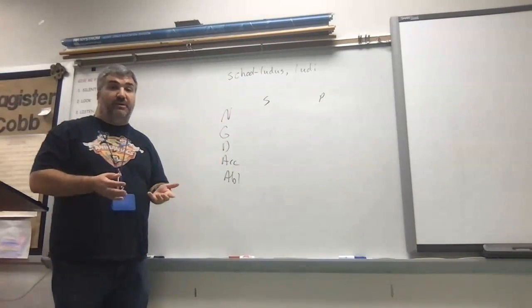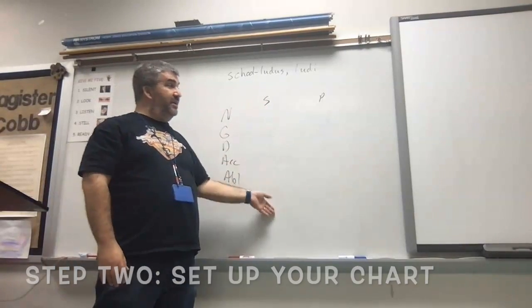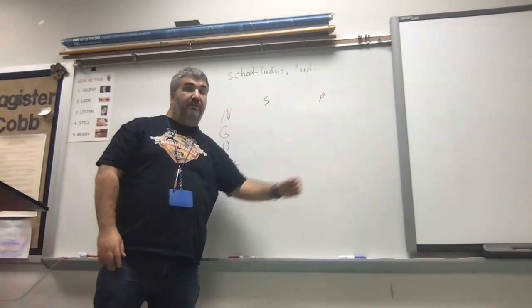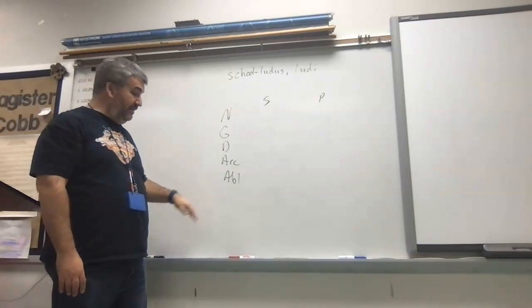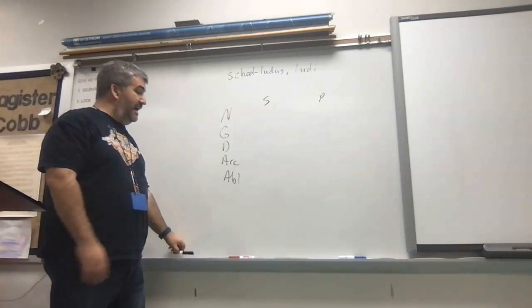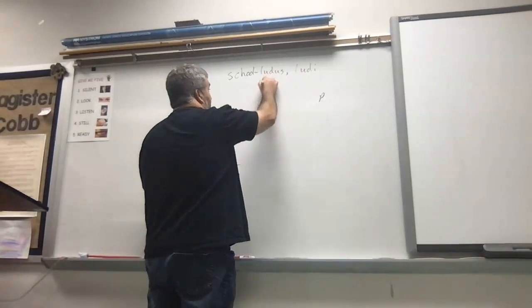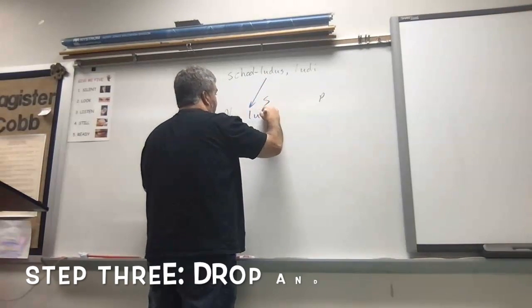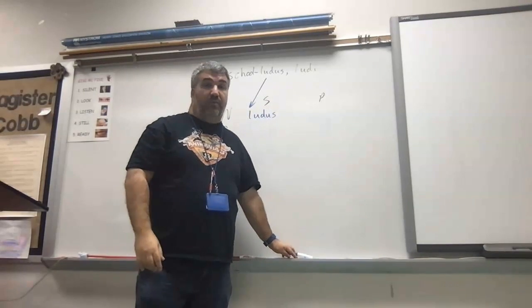Step two, we're setting up our chart. And remember, when we're declining a noun, the chart has two columns, a singular column and a plural column, and then it has the five cases: nominative, genitive, dative, accusative, ablative. So when we are declining our noun, our first step as always is we take this first form and we drop and stop. We don't add anything, we don't take anything away.